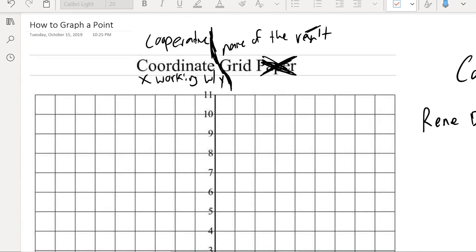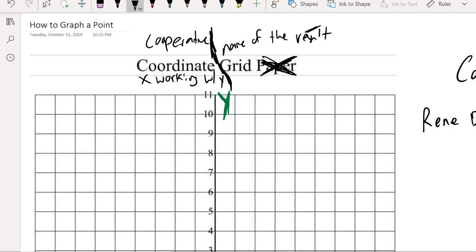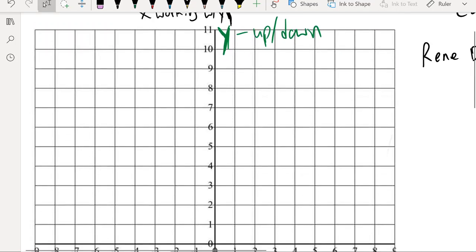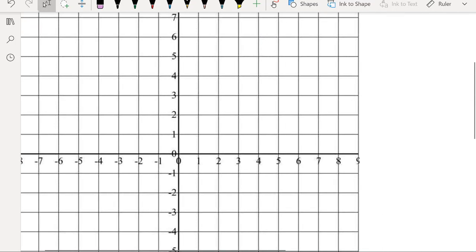Just kidding. But really though, coordinate grid, Cartesian plane, there's a couple different titles, but it doesn't matter too much what it's called. So here's why: Y goes up and down. I have no idea why Y is like that. I guess it doesn't really matter which one is which necessarily. It's just standard procedure. So X goes left and right.